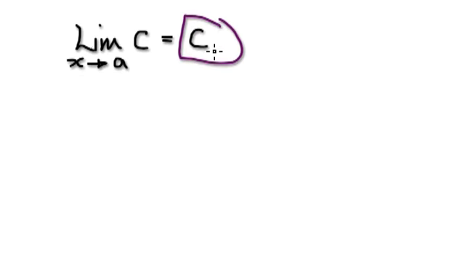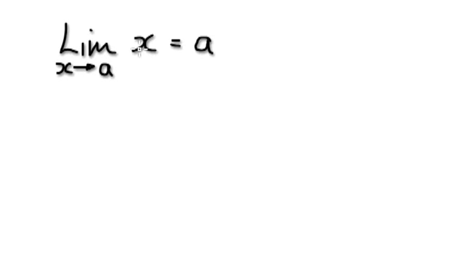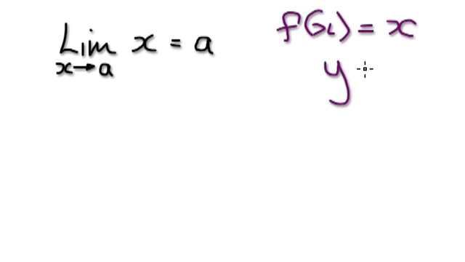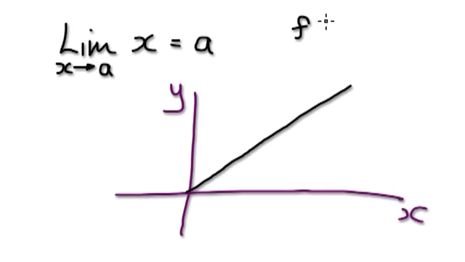Okay, and the other basic one was this one here. Now, when you try and find the limit of x here, you can imagine this as being a function f of x equals x. So that's like drawing a graph of y equals x. Anyway, if you draw it, it will look like this: x, y, and then a function of f of x equals x will look like this.